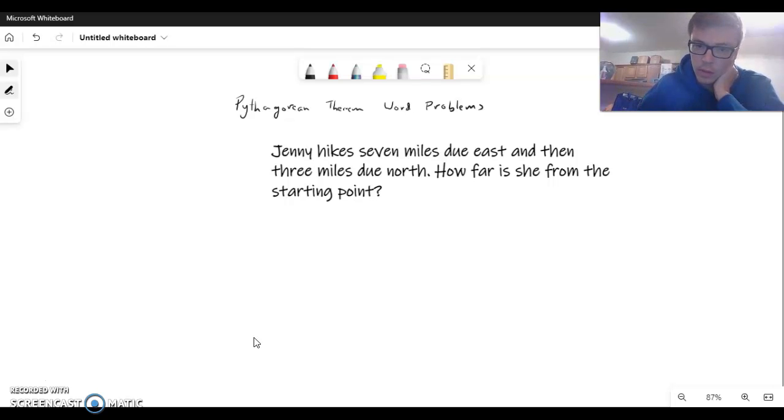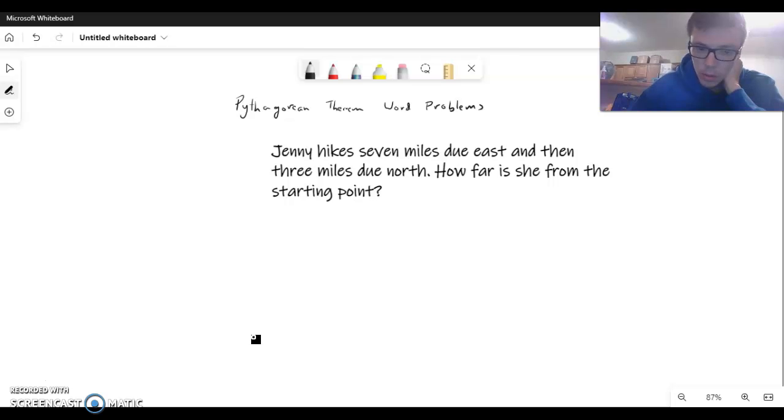So looking at the first one here, we have Jenny hikes 7 miles due east and then 3 miles due north. How far is she from her starting point? So you can kind of think of that as how the crow flies, okay? If you could walk there in a direct distance, what would it be? So I'm going to go ahead and model this one as I draw it, and then I'm going to have you try some out. They're not always going to be these exact ones, but these are some of the similar ones.